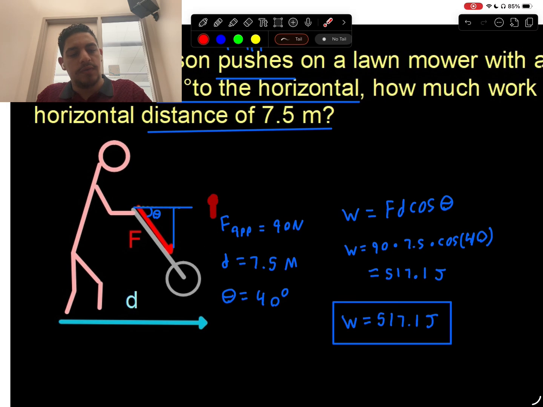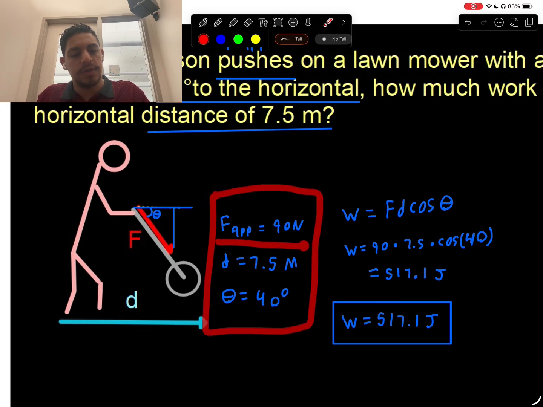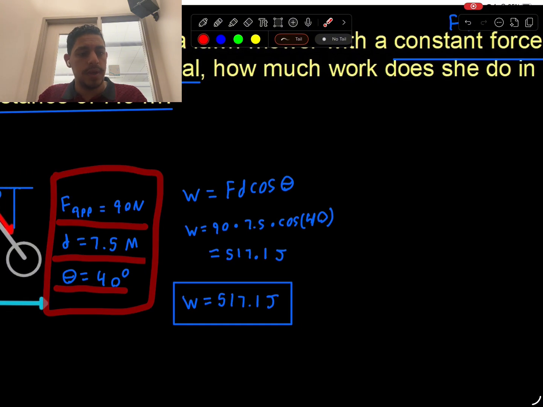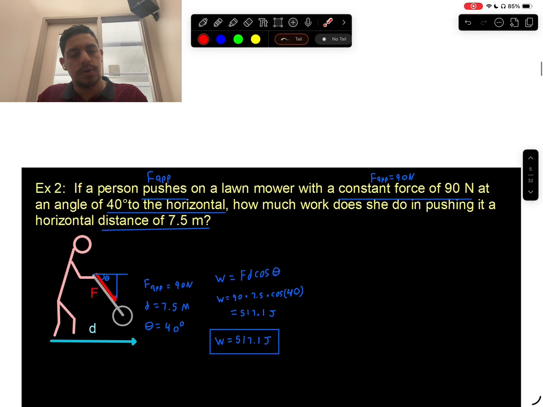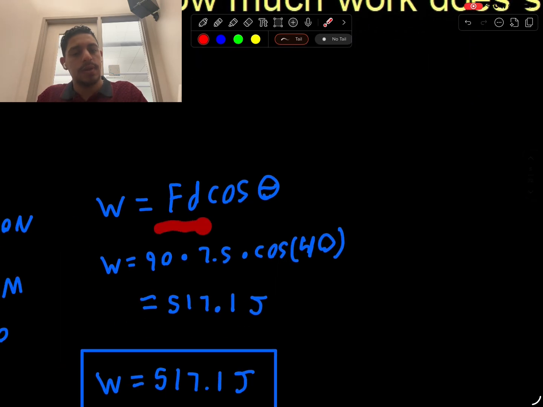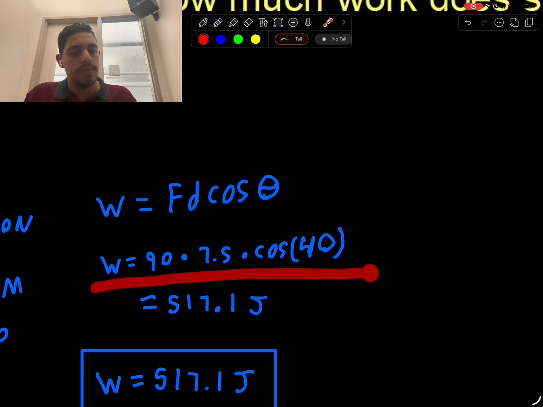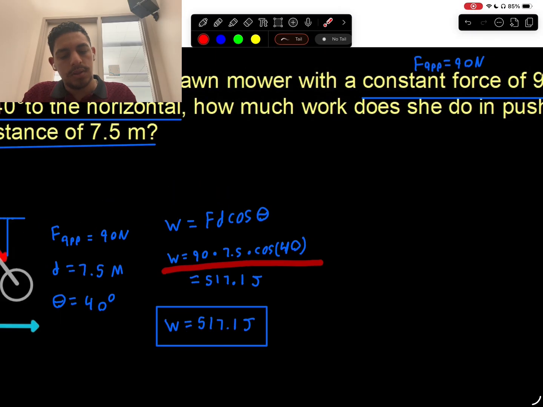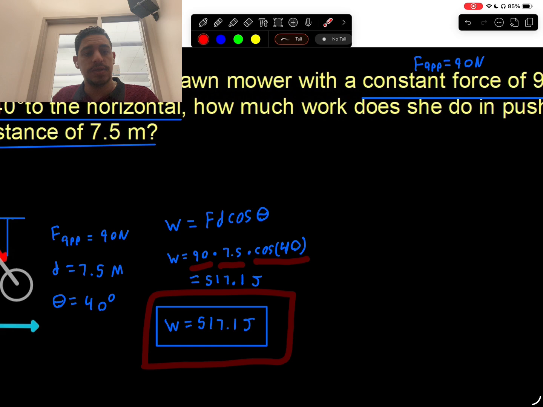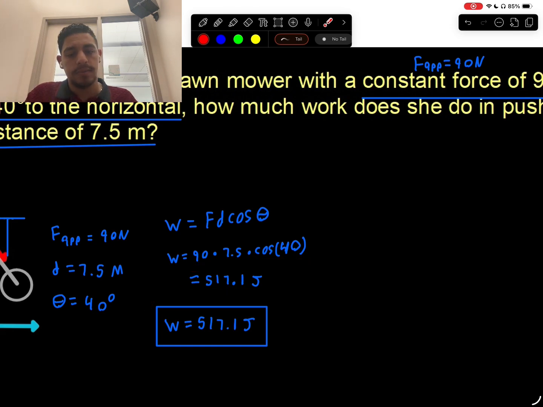So let's write out what we have, what our information is. We have our applied force, we have our distance of 7.5 meters, and we have our theta, right? So let's go back. Remember that work is equal to force times distance times cosine theta, right? We ignore it when it's a flat plane, but we know that there's an angle here. So just plug in your numbers, right? So what you need is your applied force times your distance times cosine of the angle, and you get your answer of work is equal to 517.1 joules. Okay.